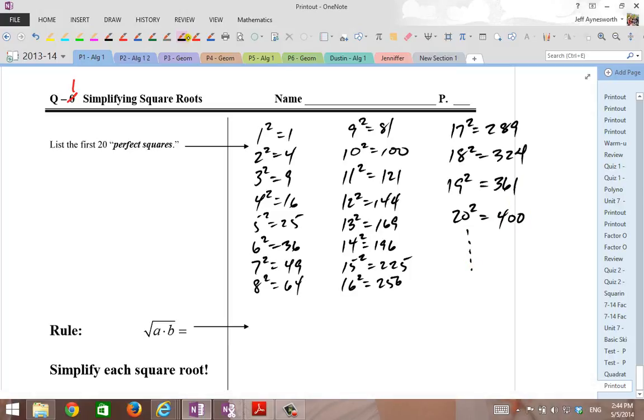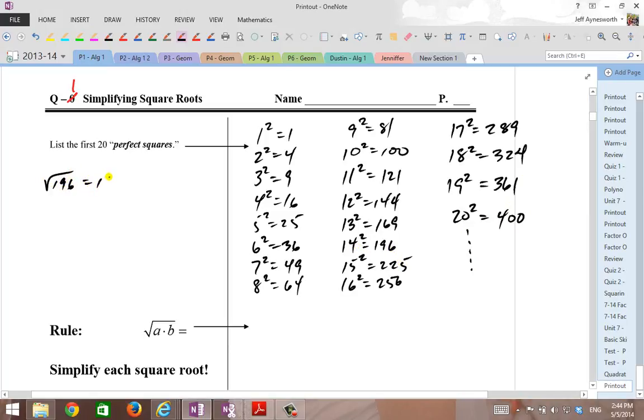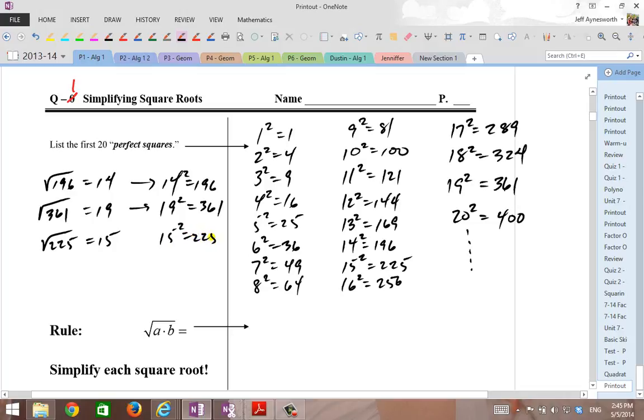All right, for example, the square root of 196 gives you 14. Why? Because 14 squared gives you 196. All right, the square root of 361 I know is 19 because if you square 19, you get 361. All right, if you know your squares, you know your square roots. The square root of 225 is 15 because 15 squared is 225.